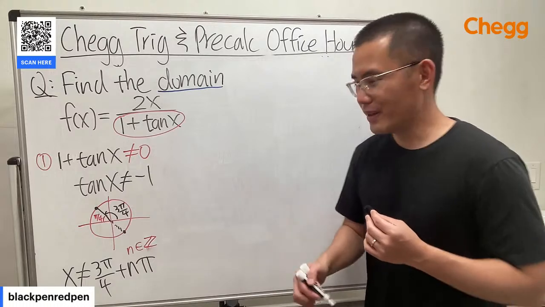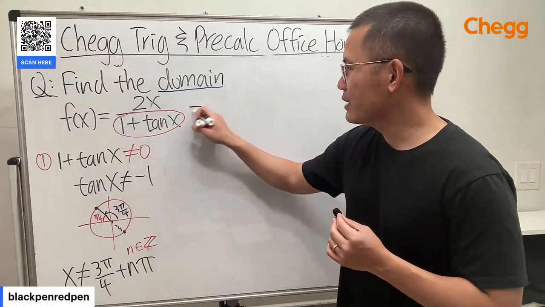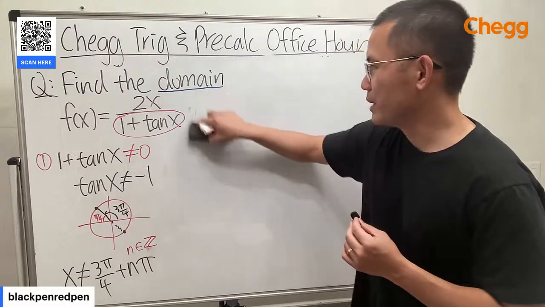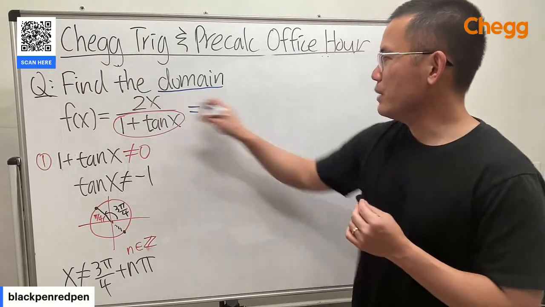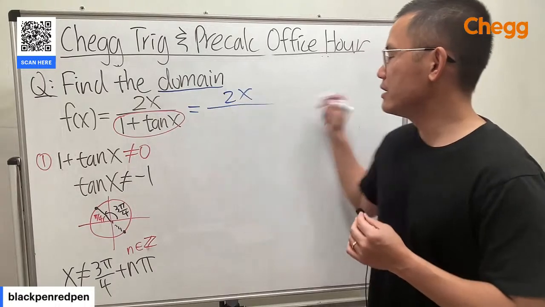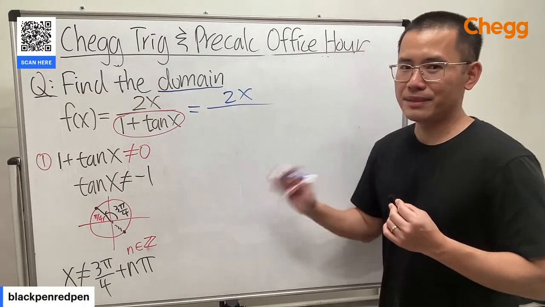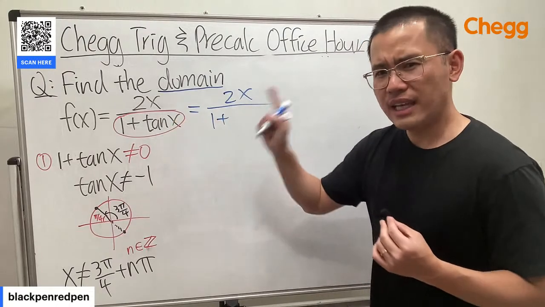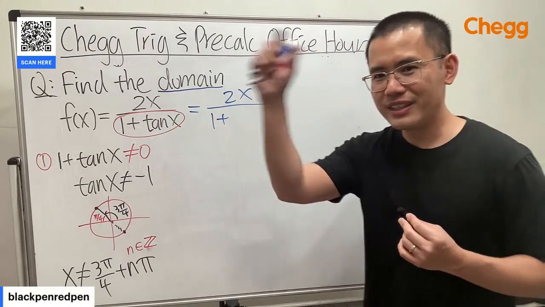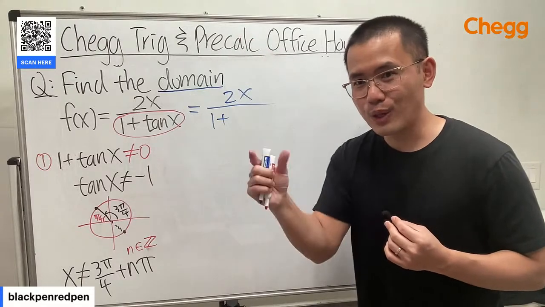What does that mean though? Here's the deal. If you look at this right here, I will put this down in blue to make it stand out. You will see what we are talking about. The 2x doesn't matter. Just let it stay on top. But if you look at the tangent function, tangent is what? Tangent is sine x over cosine x.